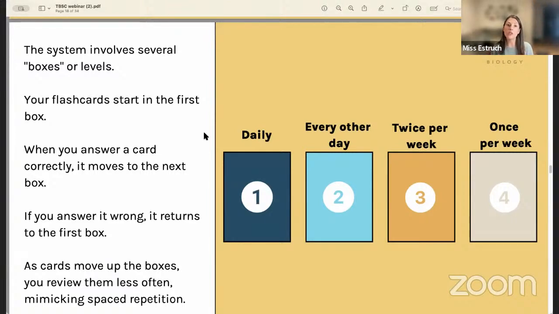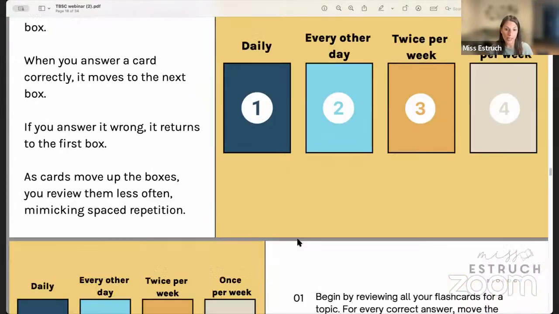So you're going to be far more efficient with your time, because you are spending your time testing yourself more often on what you can't remember. In that way, the ones you can't remember are getting more attention, so you should remember them quicker. The ones that you already know, you're not wasting your time looking over again and again. So as the cards move up the boxes, you review them less often, and this is spaced repetition, but in an efficient way.